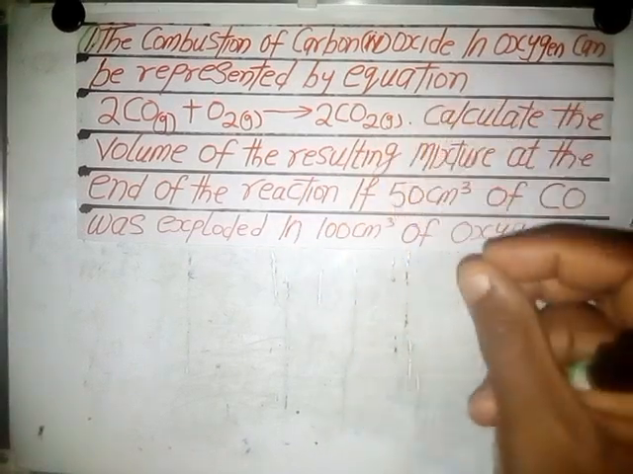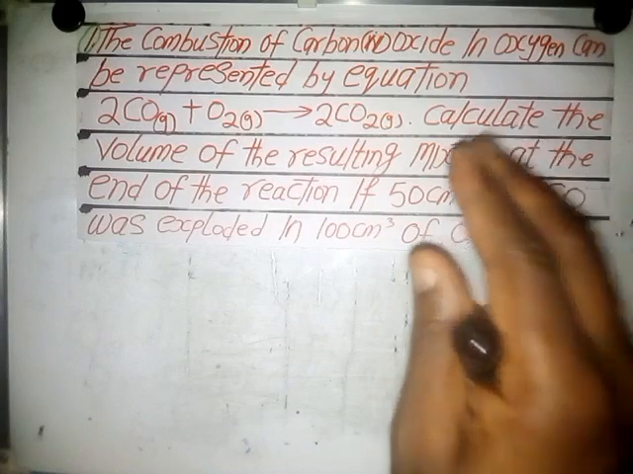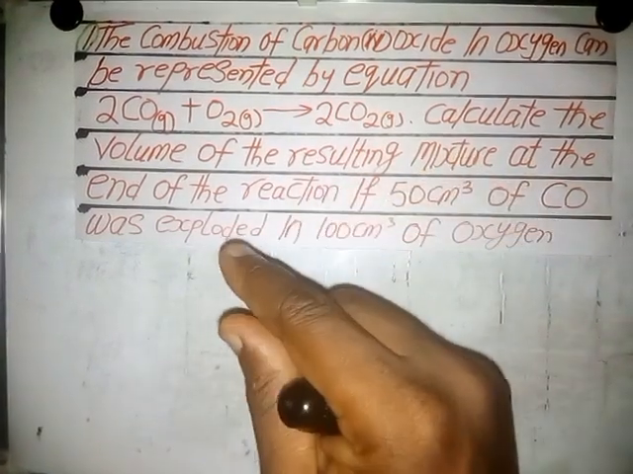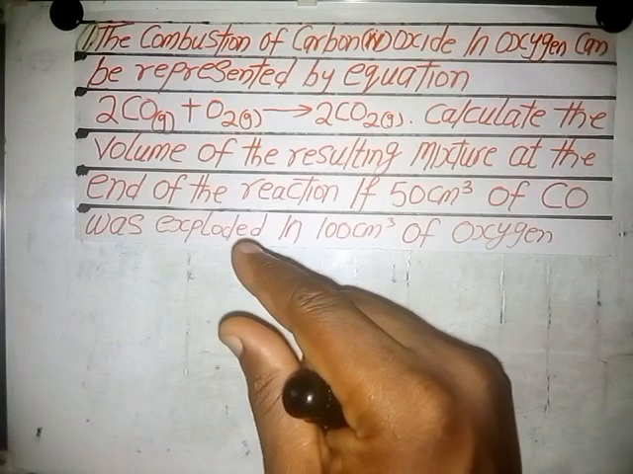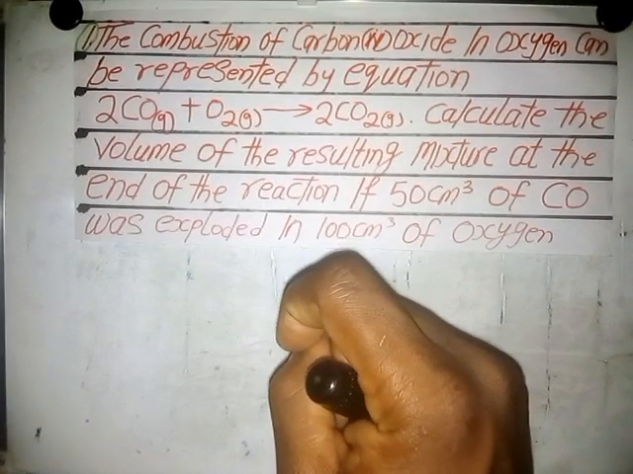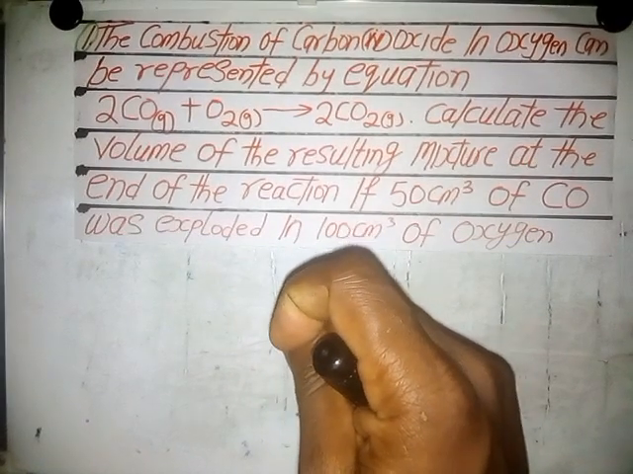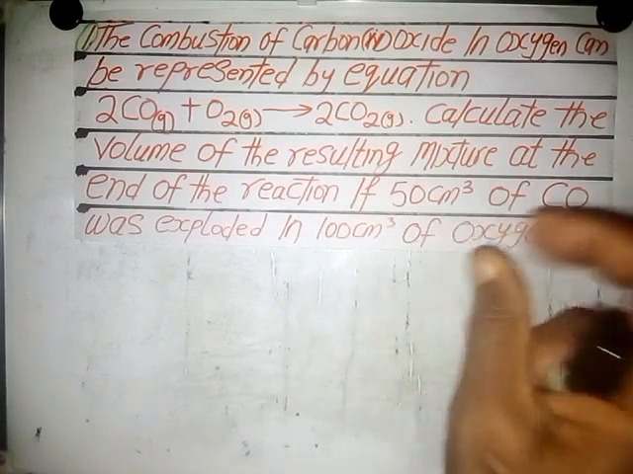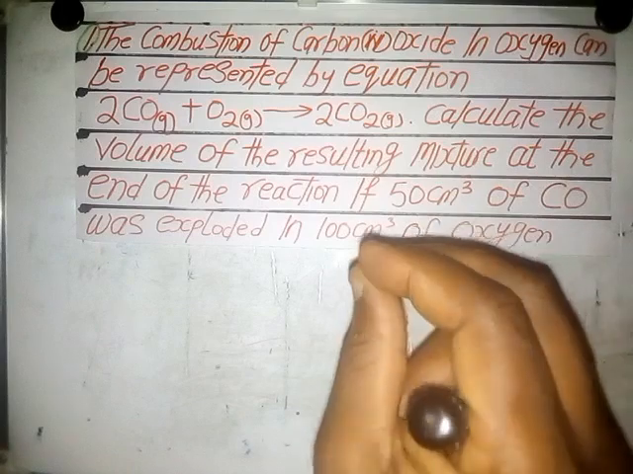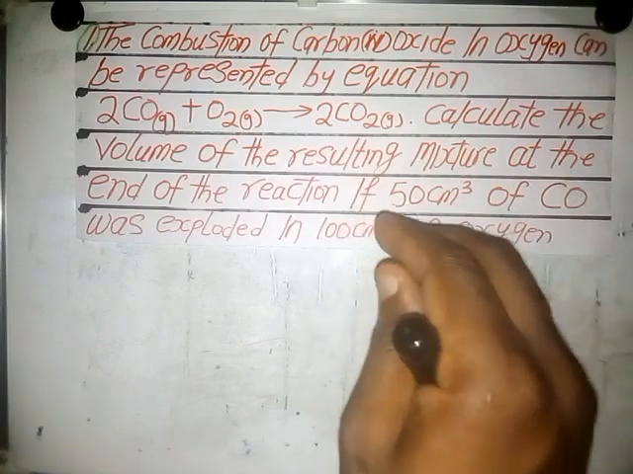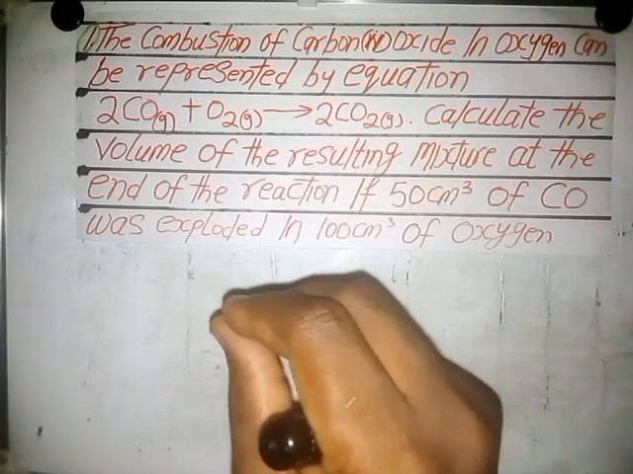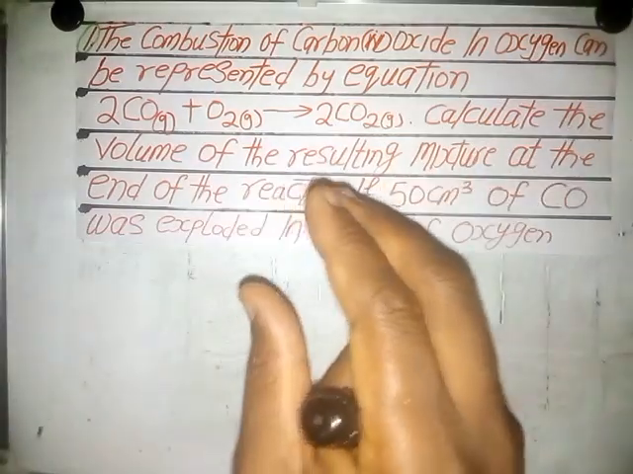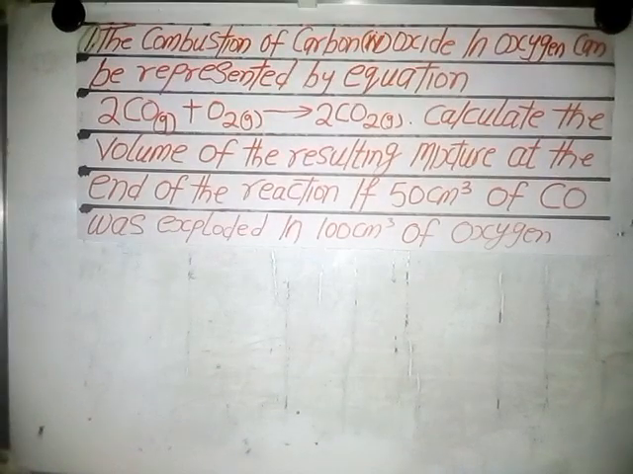Resulting mixture or residual gas is the volume of the product plus the volume of the unreacted reactant. You get it? The volume of the product plus the volume of the unreacted reactant, or the reactant that was in excess. If you add those two together, you get your residual gas or resulting mixture. So let's do this one.